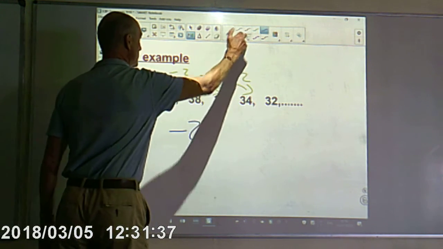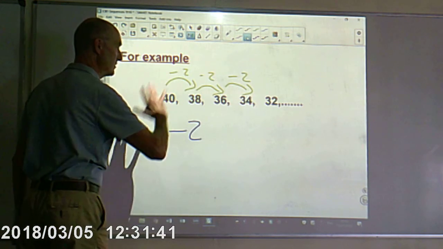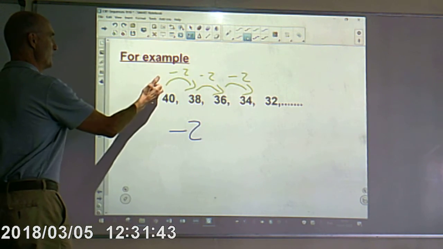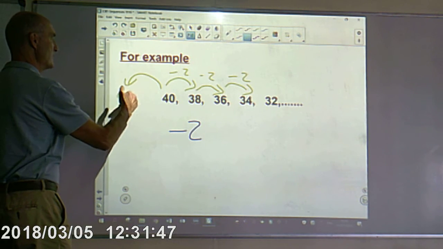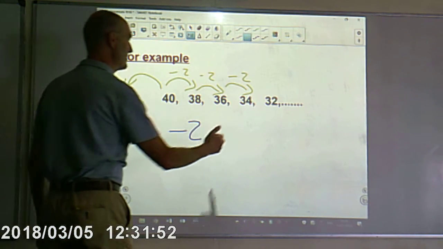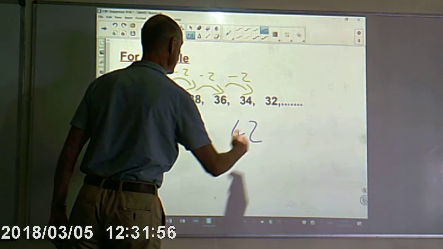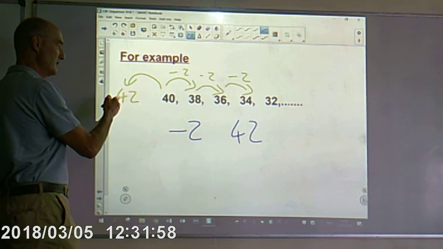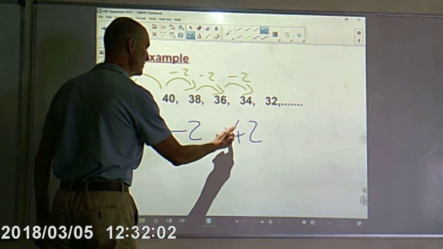Then I want to have a look at what my previous term is. First term, second term, third term, fourth term, fifth term. In the sequence that I'm given, what is my previous term going to be? It's going to be 42. Okay? That's the second number I need to grab hold of. A little bit different to what you've been used to seeing. And is it a positive 42 or a negative 42? It's a positive 42.